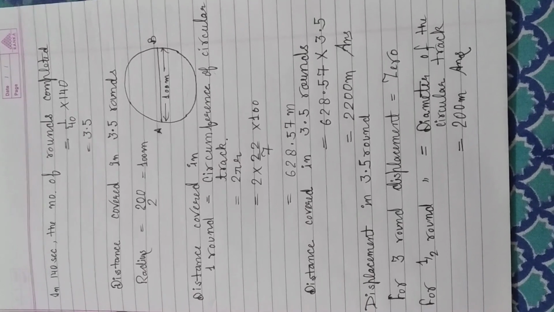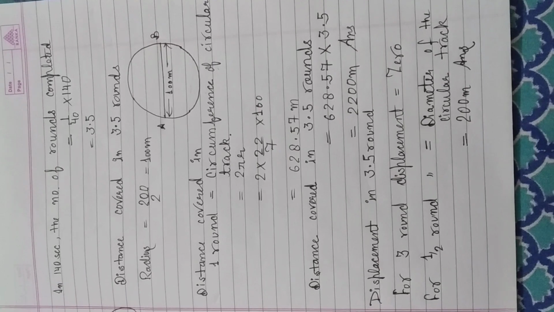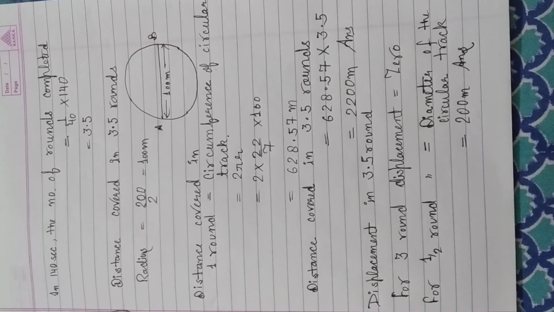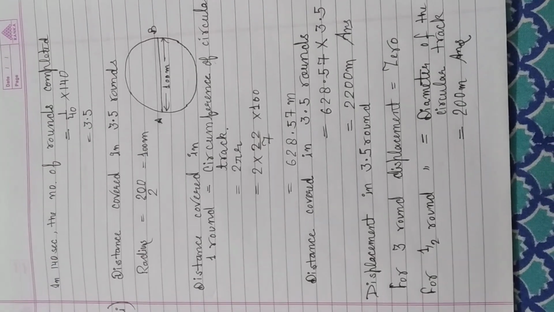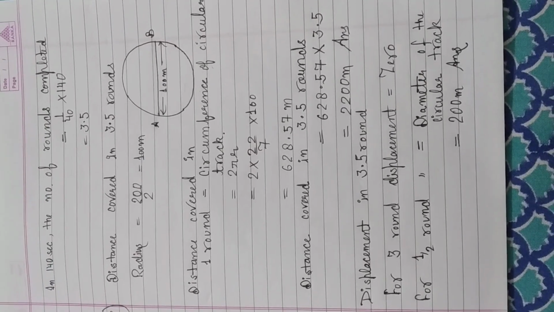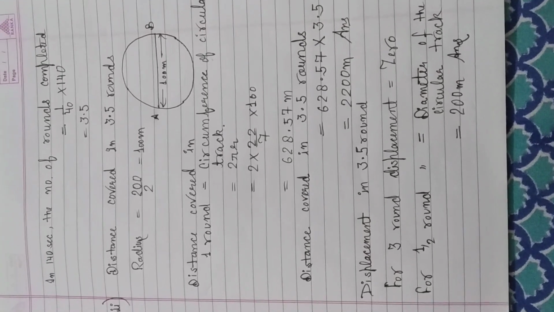Since in one round the distance covered by the athlete is 628.57 meter, the distance covered by the athlete in 3.5 rounds will be equal to 628.57 multiplied by 3.5, which is 2200 meter. So the distance covered in 3.5 rounds will be equal to 2200 meter.